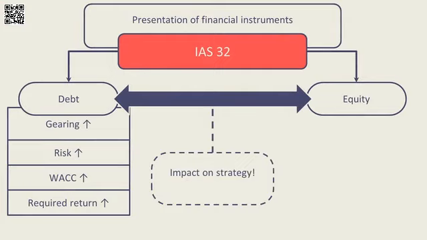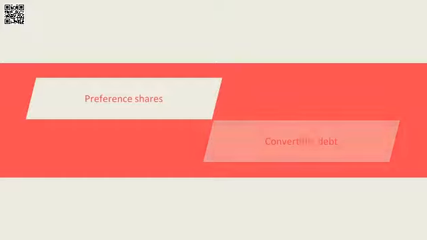So I would be on the lookout for situations where the company is financing a new project, it's thinking about different forms of financing, and we're considering whether those instruments would be classified as debt or equity. Now, two common examples of that, of course, are preference shares and convertible debt.